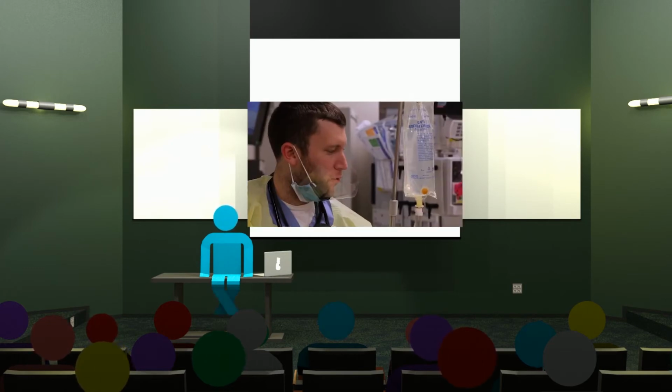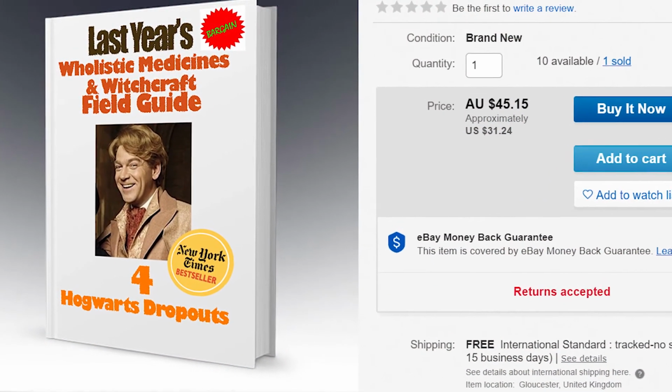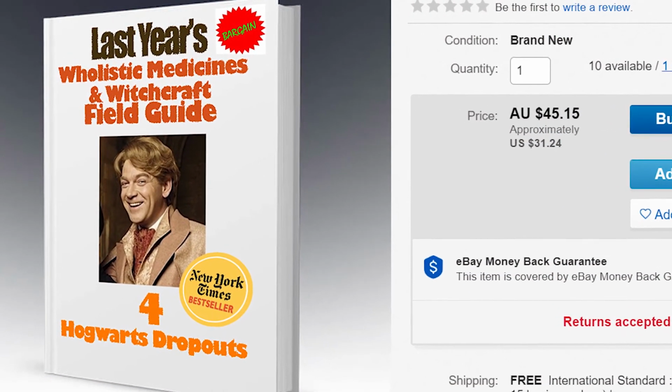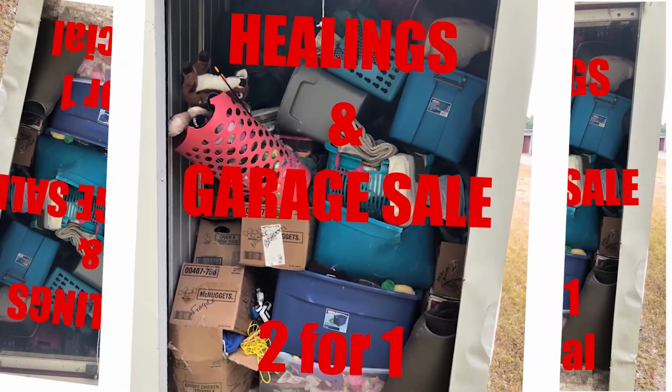Now, wanting to help the health of humanity, you can pay the price of hours of practice, study, and instruction to become a medical doctor or the equivalent. But why would you do that when you can just buy last year's holistic medicines and witchcraft field guide for Hogwarts dropouts on eBay and open an illegal clinic out of your aunt's storage unit?